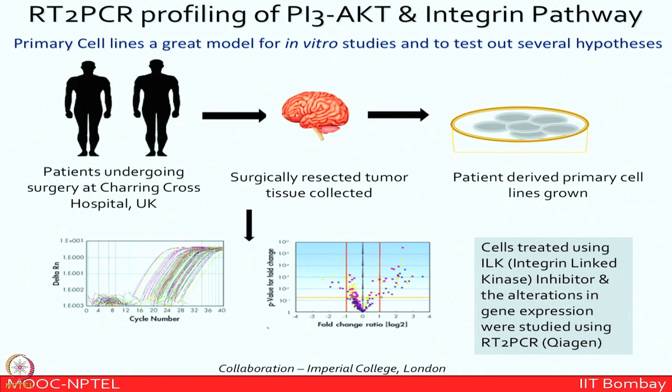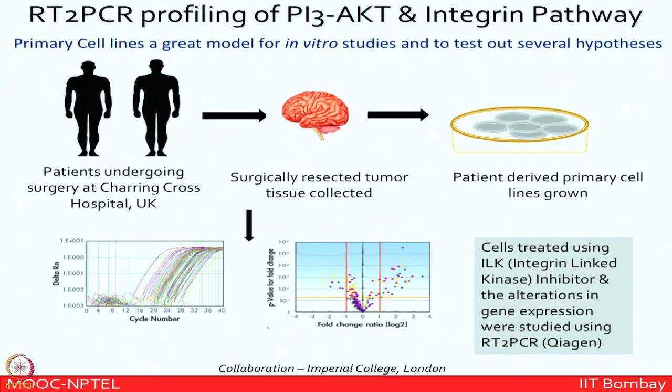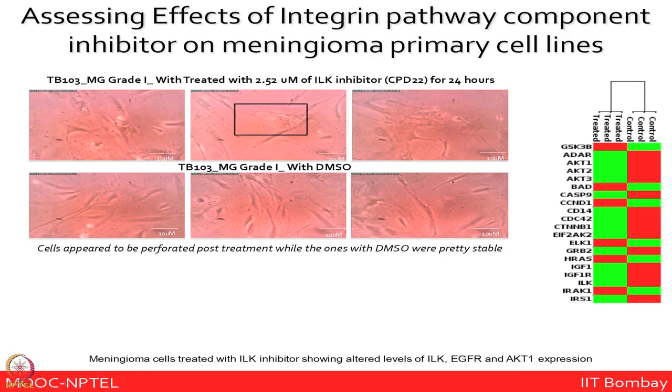To do this, in collaboration with Dr. Nell's lab from Imperial College London, one of my students went and looked at patient-derived cell lines of meningioma and treated them with an inhibitor of ILK, integrin-linked kinase, to look at what the effect of this particular inhibitor is on these meningioma patient cell lines, because our aim was to look at some of the targets of the PI3-AKT pathway and whether this inhibitor could actually block or affect some of these proteins. Interestingly, it showed that this inhibitor could potentially affect the targets we had talked about in the network analysis. And after doing real-time PCR analysis, some of these targets were again confirmed: this particular inhibitor has perturbed these genes of interest.